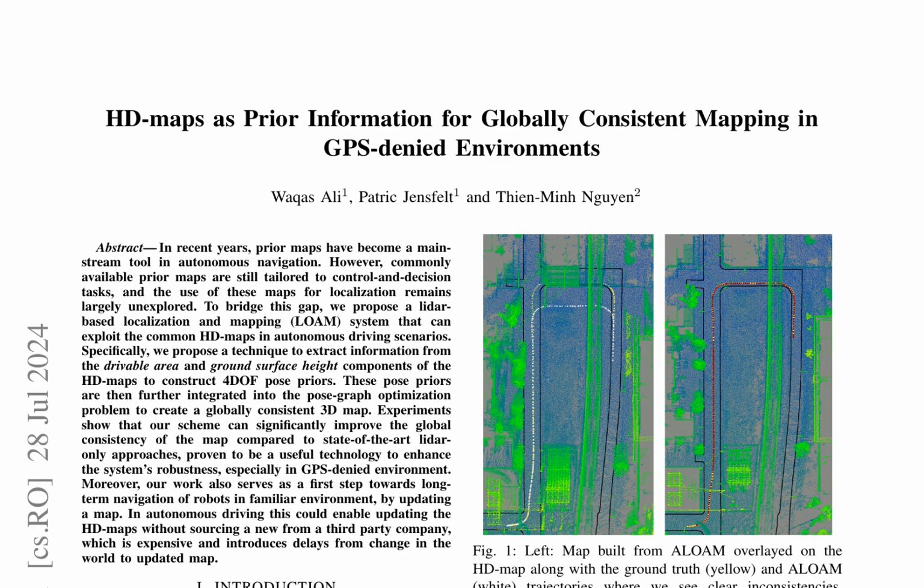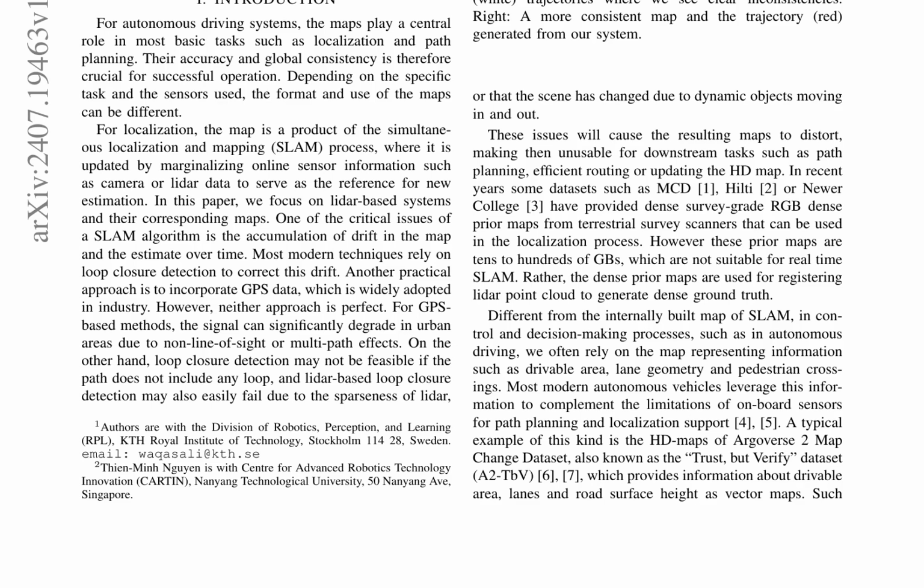HD maps play a central role in autonomous driving systems, and their accuracy and global consistency are crucial for successful operation. However, current SLAM algorithms suffer from drift accumulation and lack of global consistency, particularly in GPS-denied environments. To address these issues, this work proposes the use of HD map components as prior information to optimize the SLAM trajectory and generate a globally consistent map aligned with global coordinates.